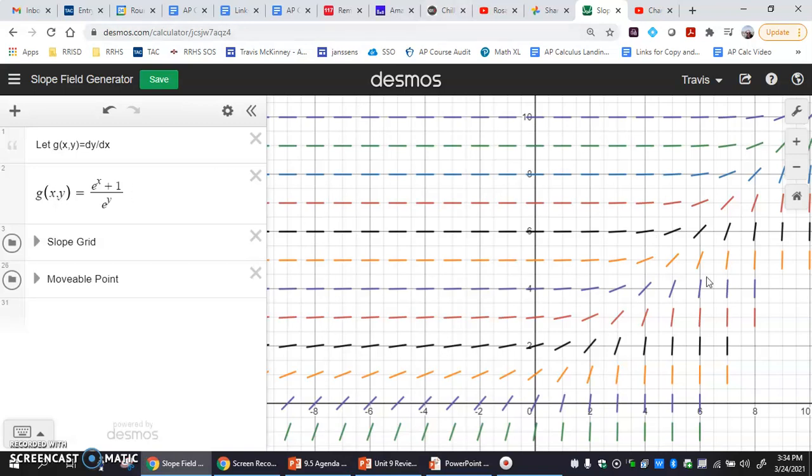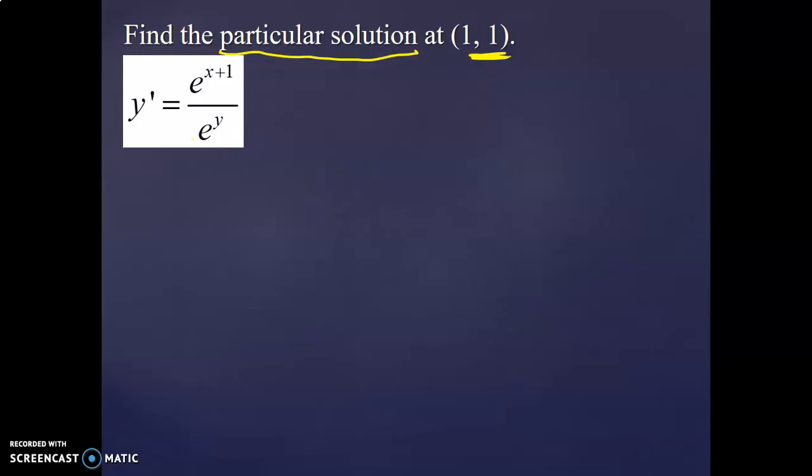This slope field would look something like this, and we're talking about the point (1, 1). So the slope field represents all of the possible solutions to this differential equation. But now I want to know the one that goes through this point at (1, 1). So what curve is going to go through and then follow these slope marks? So that's what I'm trying to figure out.